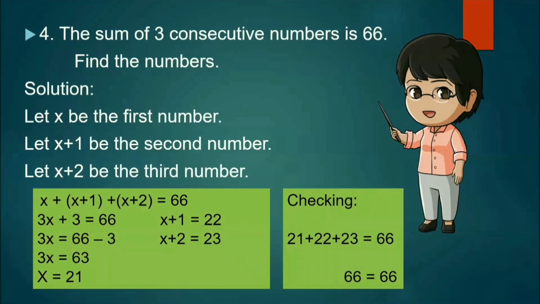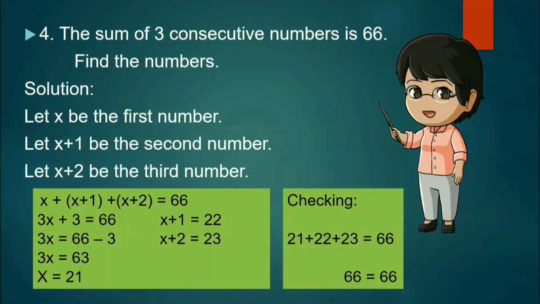Number 4. The sum of 3 consecutive numbers is 66. Find the numbers. So we let x be the first number, x plus 1 be the second number, and x plus 2 be the third number. And we get the sum x plus x plus 1 plus x plus 2 is equal to 66. So we have here 3x plus 3 equals 66.